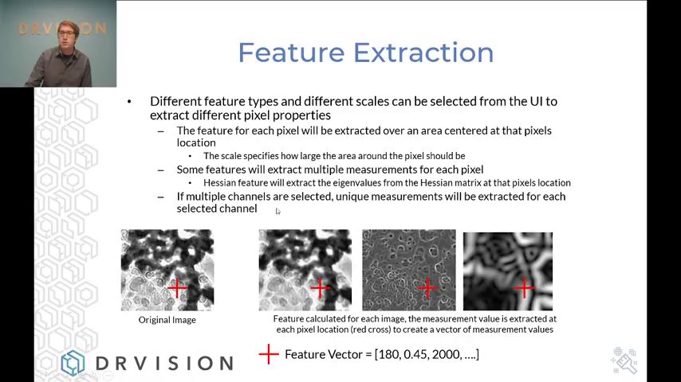If multiple channels are selected, we use unique measurements for each selected channel. For example, if you have different fluorescent staining, we'll use all of the channels that you tell us we can use, and allow the classifier to pick the best features from each channel. In this example, if this is the pixel, we're going to create a feature vector from all of the features and scales. We'll grab the feature from this Gaussian blur, this feature from the Hessian, and this from the Sobel, and then concatenate them together to create a long vector.